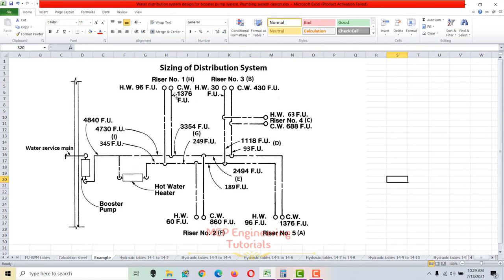And you can see that we have different risers here. Riser 1 is represented at section H, riser 3 represented by section B, riser 4 represented by section C, and riser 5 represented by A, riser 2 is represented by F. So I just divided each riser into sections. You can see here, this is A section, this is B, C section, then section E, this is section D, this is section G. I have divided this into different sections in order, because we need to calculate the pipe sizes for each section, and we need to calculate the demand for each section.